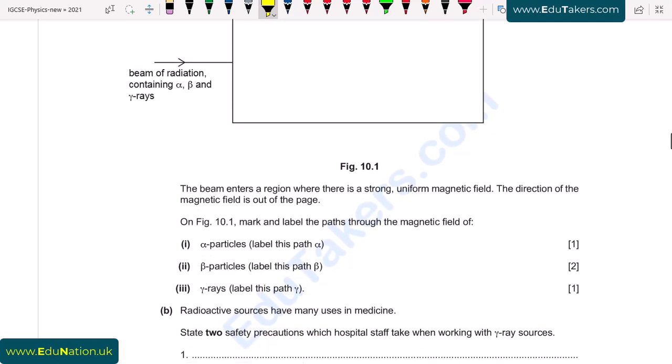The beam enters a region where there is a strong uniform magnetic field. The direction of the magnetic field is out of the page. On figure 10.1, mark and label the path through the magnetic field of part 1 alpha particles, label this with alpha. Part 2 beta particles, label this path beta. Third one is gamma rays and label this path gamma.